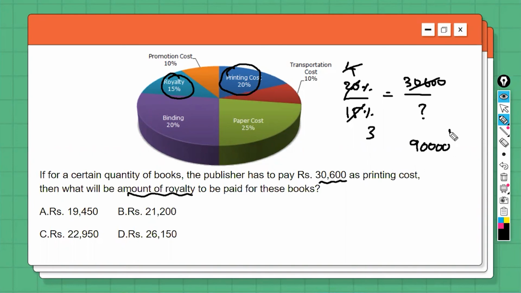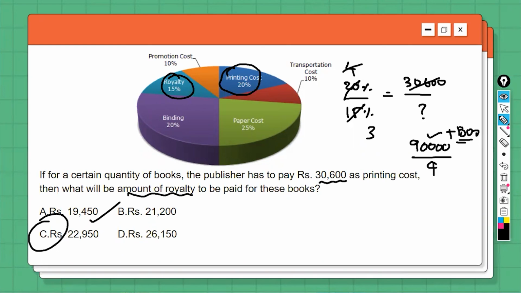90,000 plus 1,800 extra divided by 4. Half of 90,000 is 45,000. Half of 45,000 is 22,500 plus some extra. 22,500 plus extra is this. Answer option C should be the right answer. Or even if you multiply it, you will get the answer.